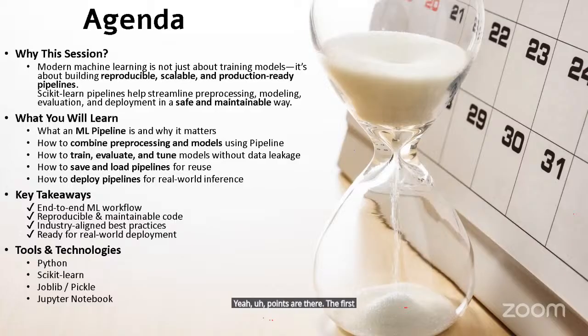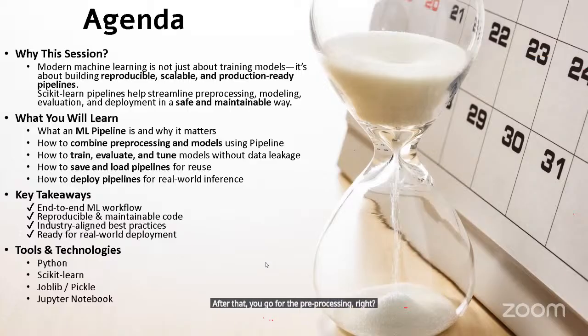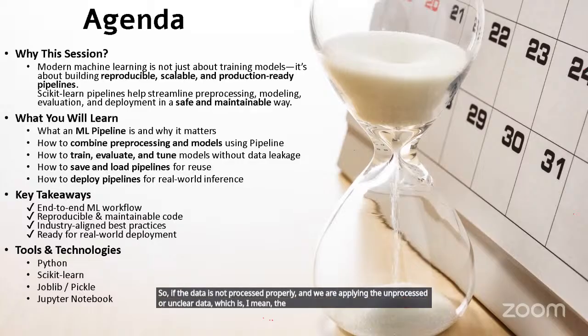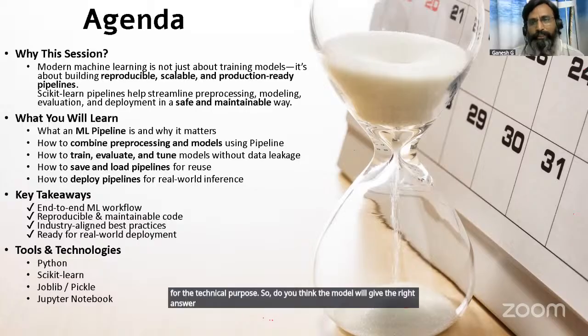The first thing is, you are talking about first splitting the data into train and test, right? After that, you go for the pre-processing, right? So if the data is not processed properly and we are applying unprocessed or unclear data, which is having noise, for the test purpose, do you think the model will give the right answer? It won't. The accuracy level will be lesser.